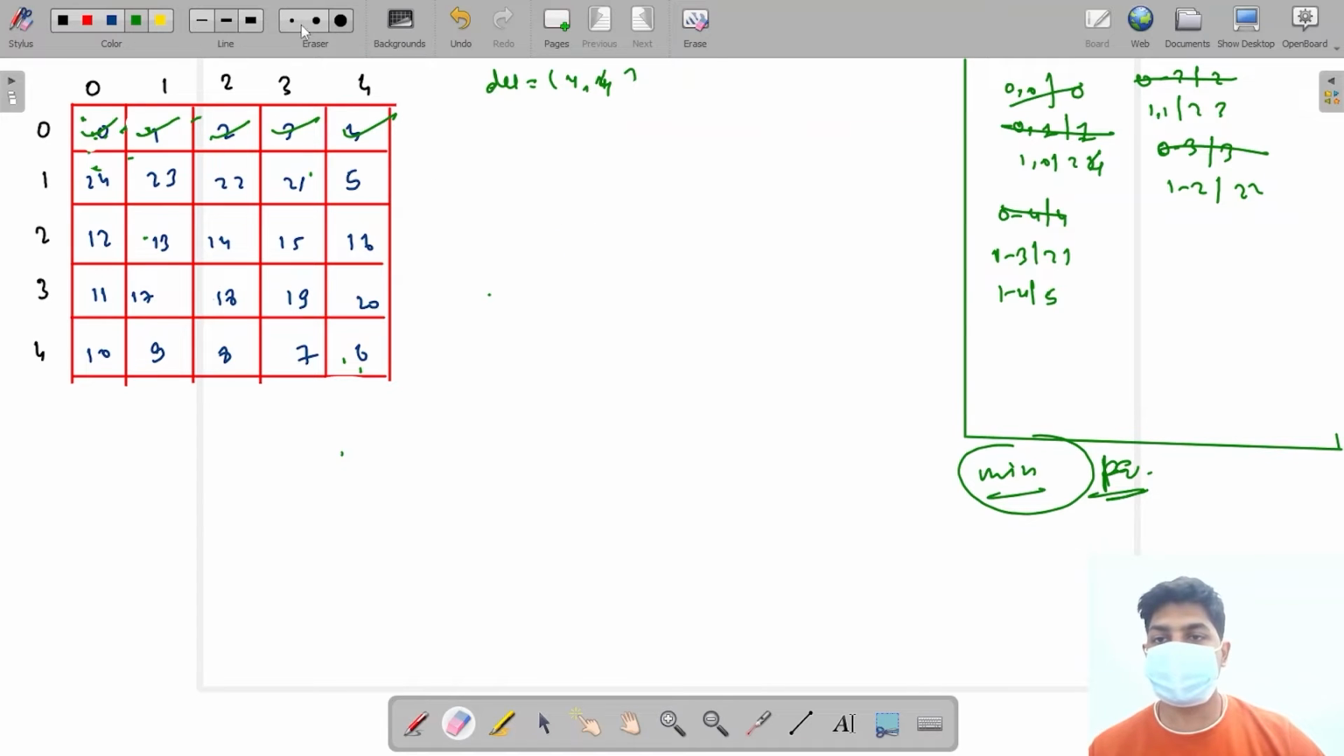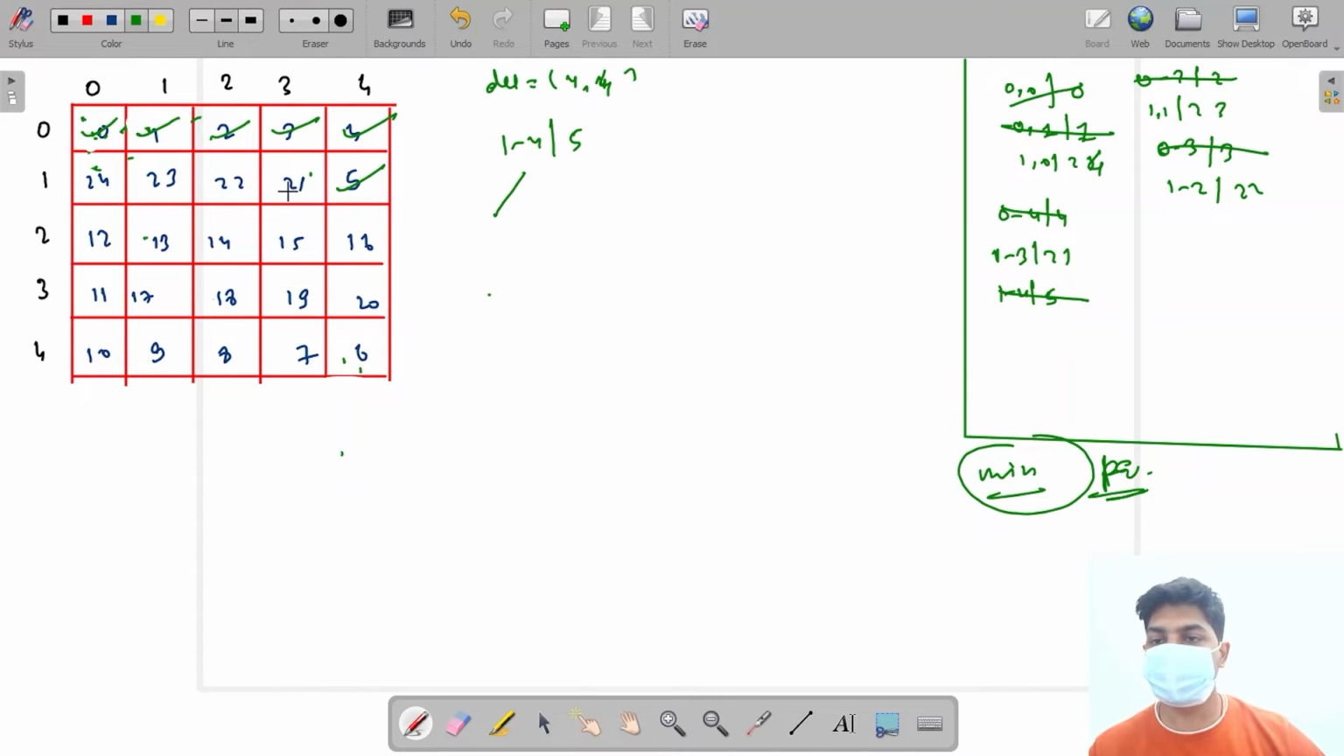Now let's remove the next element. Next minimum element will be what? 1 comma 4 with weight 5. Since the priority queue is on the basis of minimum weight, always the minimum weight element will come first. So 1 comma 4 with weight 5. Is this cell equal to 4 comma 4? No. So we'll mark it as visited and we'll visit its neighbors.